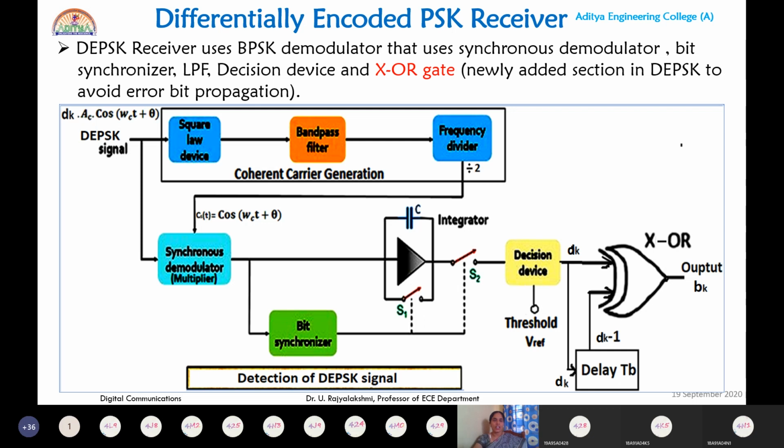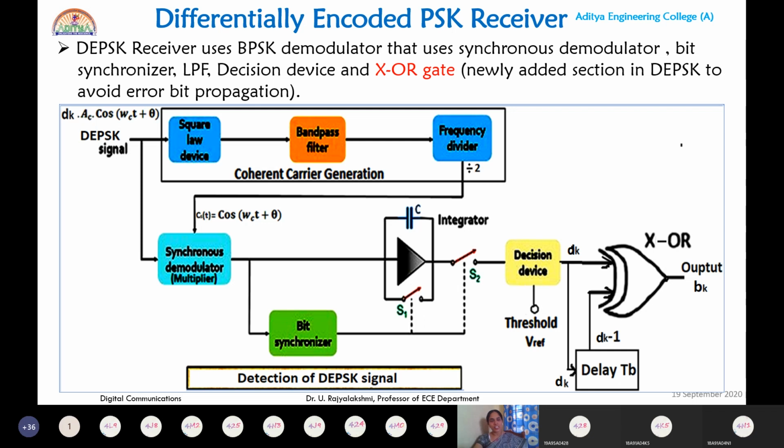Now this signal is applied to the coherent carrier generator. Already we discussed in the BPSK receiver the importance of coherent carrier generation using these three sections: square law device, band pass filter and frequency divider by 2. These three sections can generate a stable coherent carrier. That's why we are using the coherent carrier generator at the front end of our section.